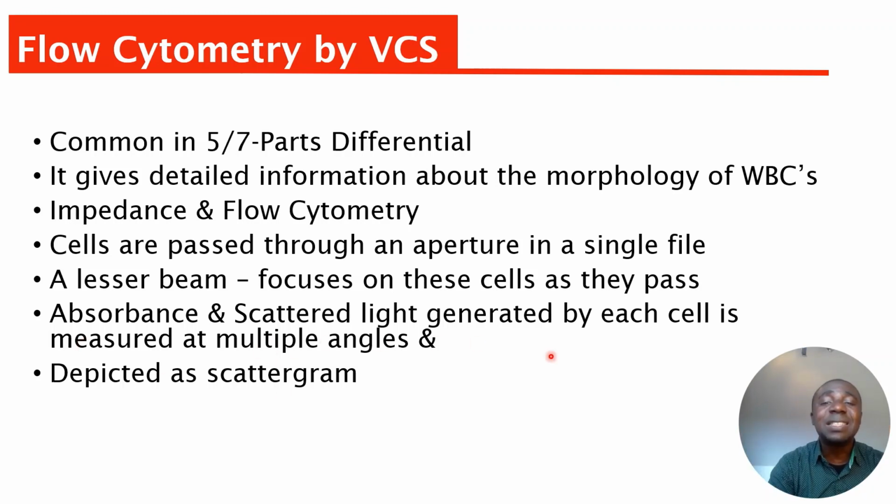And this scattered light that is generated will then be measured at different angles. That is why you can see lymphocytes here, you see monocytes, you see neutrophils, basophils and eosinophils. They will just be separate. Each of the different angles where you see them is proportional to the laser beam, the absorbance and the scattered light, and that will then be depicted as a scattergram. So it will show you their different populations as a scattergram. You just see this is the amount of this, and this is the amount of that. I'm going to show you that in detail in the next slide.